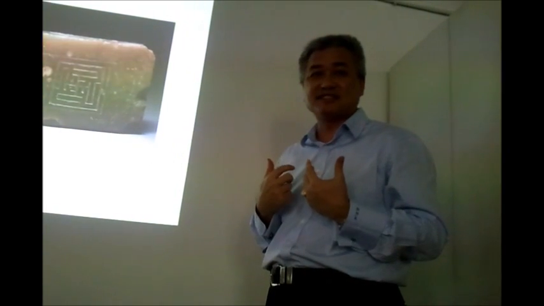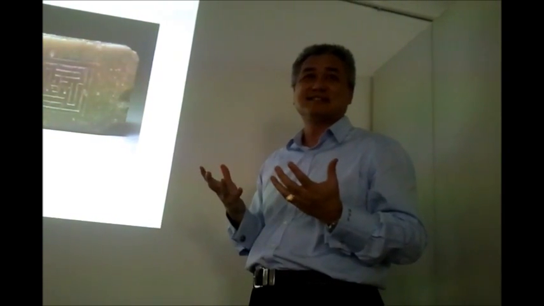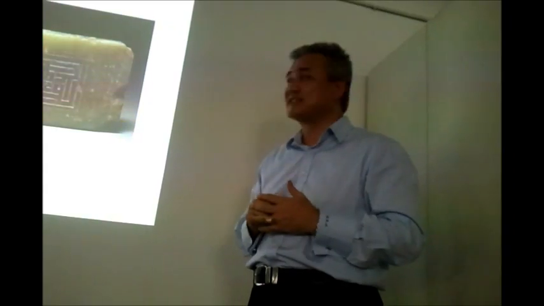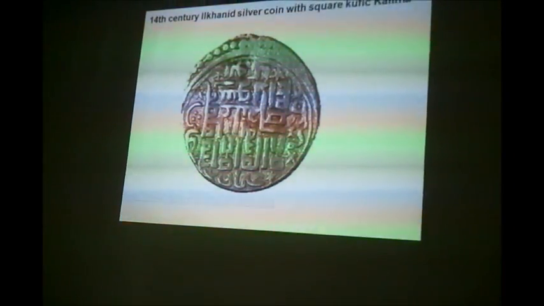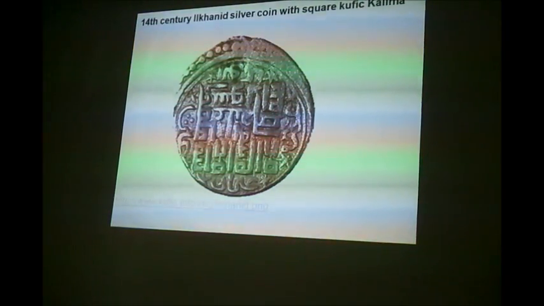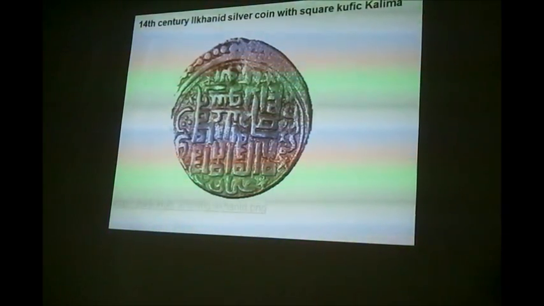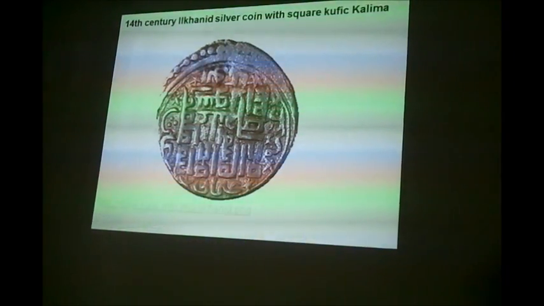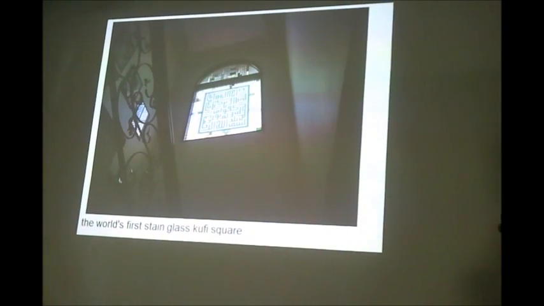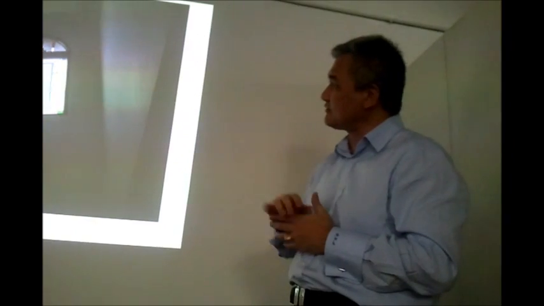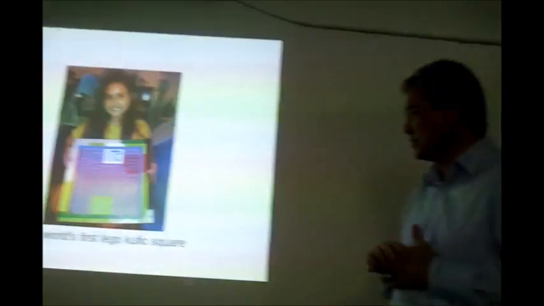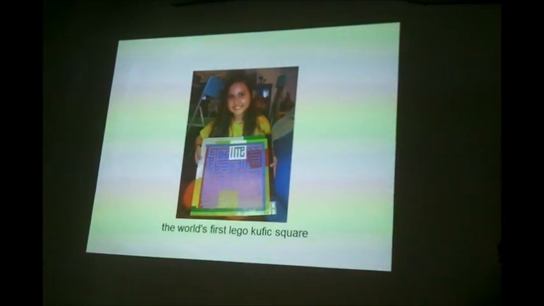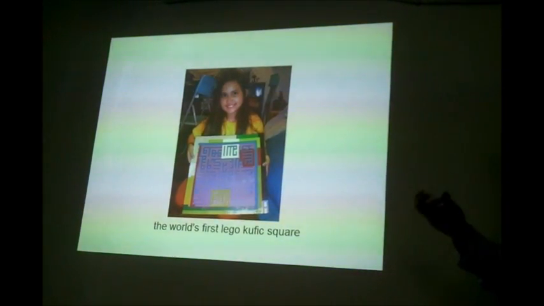I'm an accountant, so when I first did it, I used Microsoft Excel. Just color the different cells. So there are examples of this being done in history, being used on coins. And if you just Google Kufi Squares, you get a lot of resources. And if you're on Facebook, this is an example of the world's first stained glass Kufi Square. And that is actually a verse from the Quran. That's someone trying to do it in Lego. Because it's binary, it's 1 and 0.